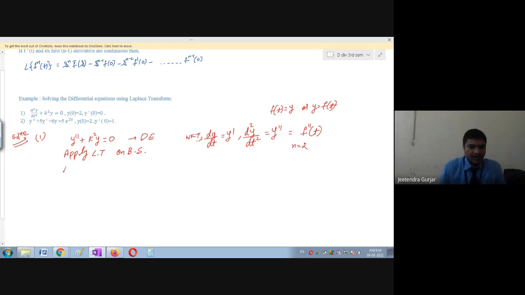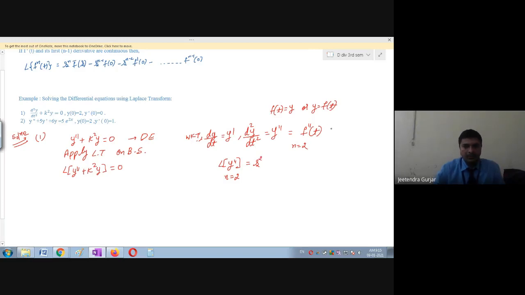So I will take this as the Laplace transform of y double dash plus k square y is equal to the Laplace transform of 0, which is 0 only. Please remember this, students. Now you can see the Laplace transform of y double dash. I will show you first. We can see here n is equal to 2, right? Because for the second derivative we take n is equal to 2. Now compare this formula. Yes, it is s raised to n, which means s raised to 2, right?